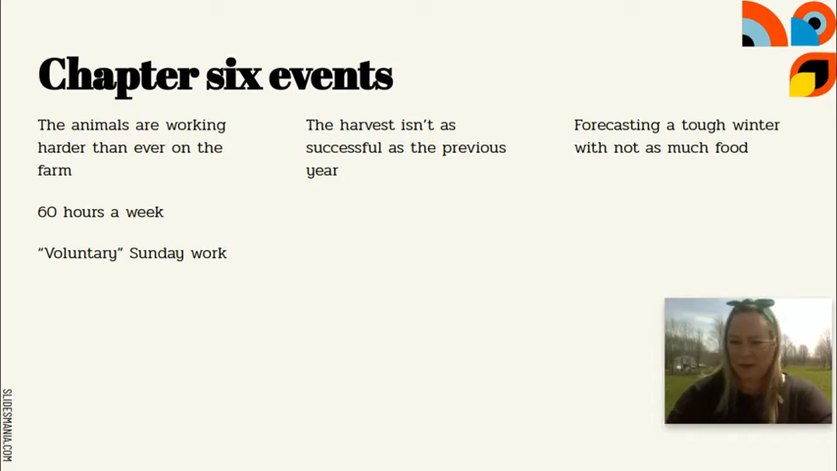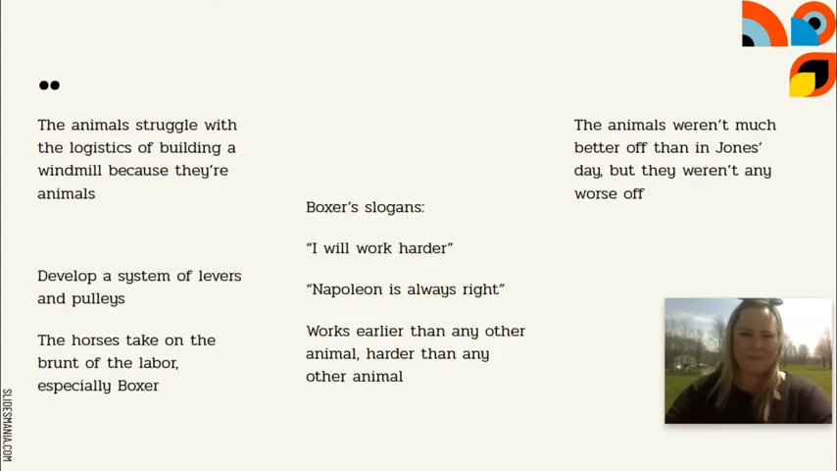They have way more going on the farm, and things have slowed down a little. And Snowball's gone. We had that coup for leadership. It's forecasted that the winter is going to be very, very tough. And also there's not as much food, so there's going to be a problem with how much food the animals will have.